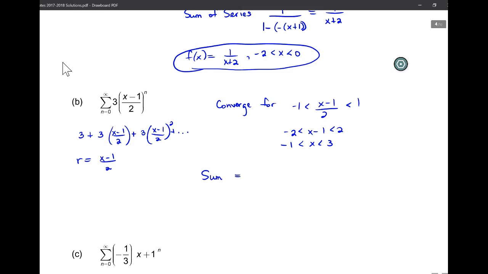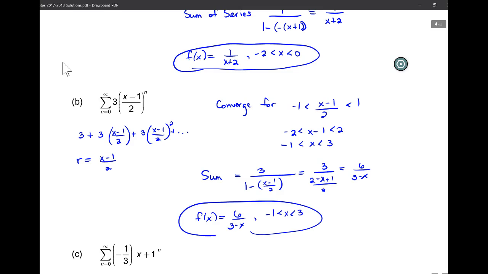So we have 3, it's the first term, 1 minus x minus 1 over 2. So we get 3 over, and then 2 minus x minus -1, so plus 1, all over 2. So we get 6 over 3 minus x. So our series is going to be represented by the function 6 over 3 minus x, and that's going to be in the interval from -1 to 3.